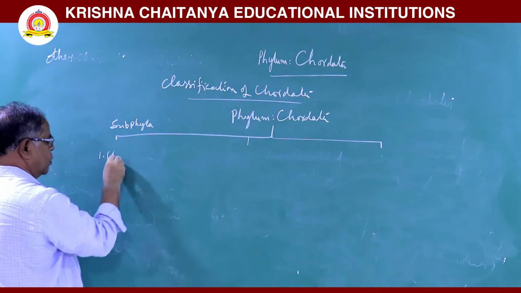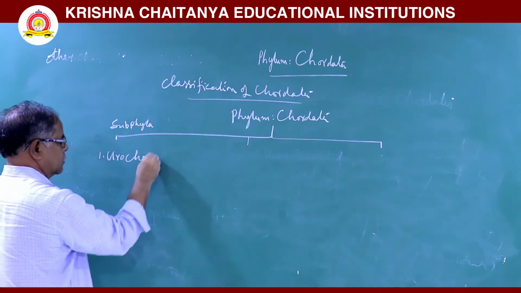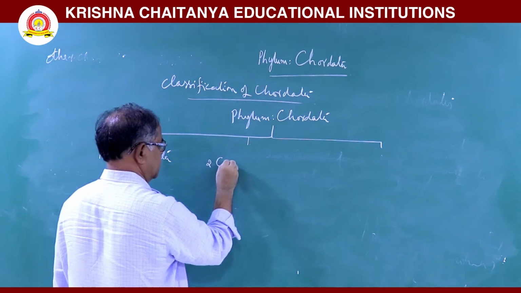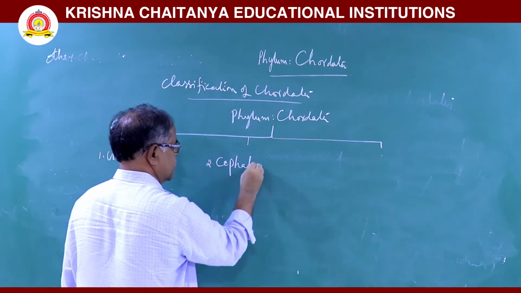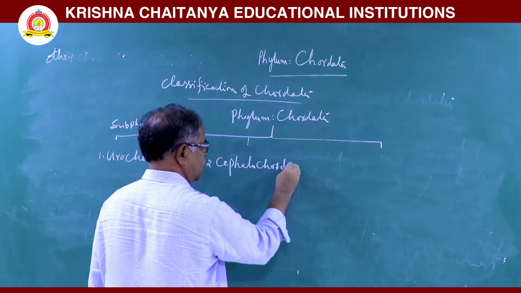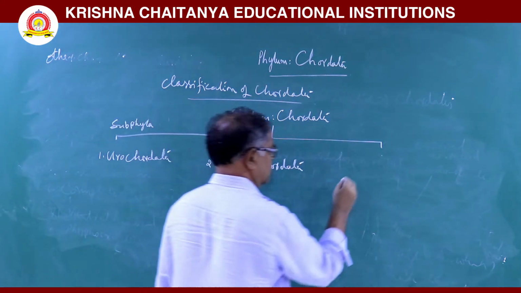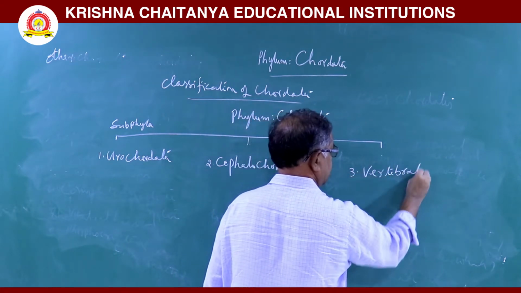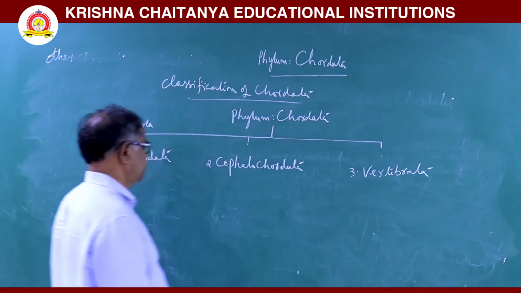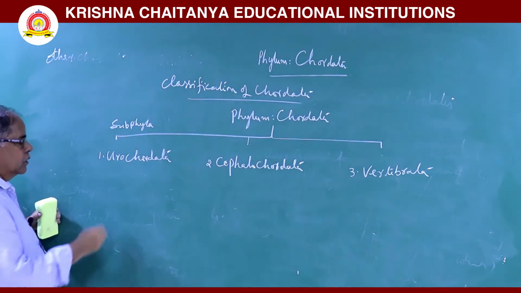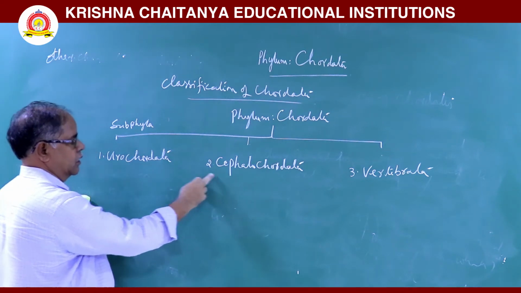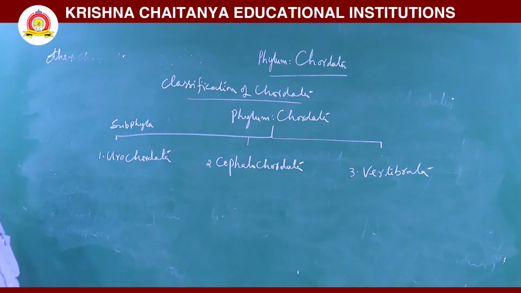One is Urochordata. Next, second one is Cephalochordata. Third one is Vertebrata. This Urochordata and Cephalochordata both are called protochordates.